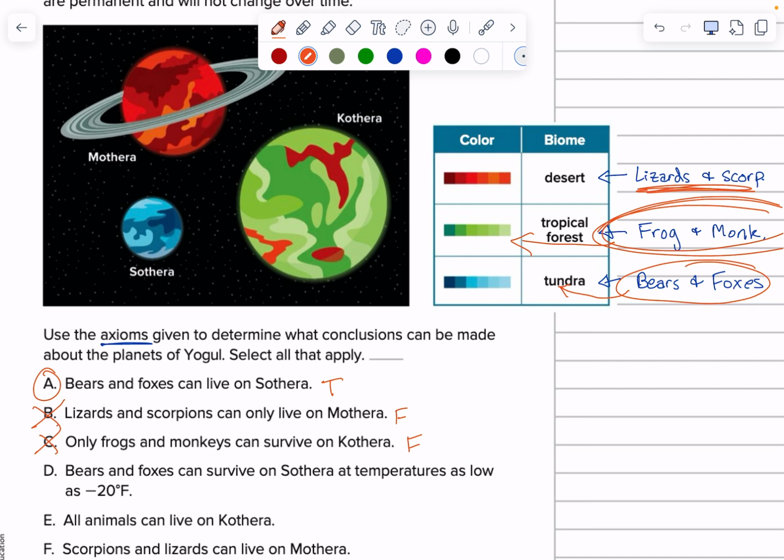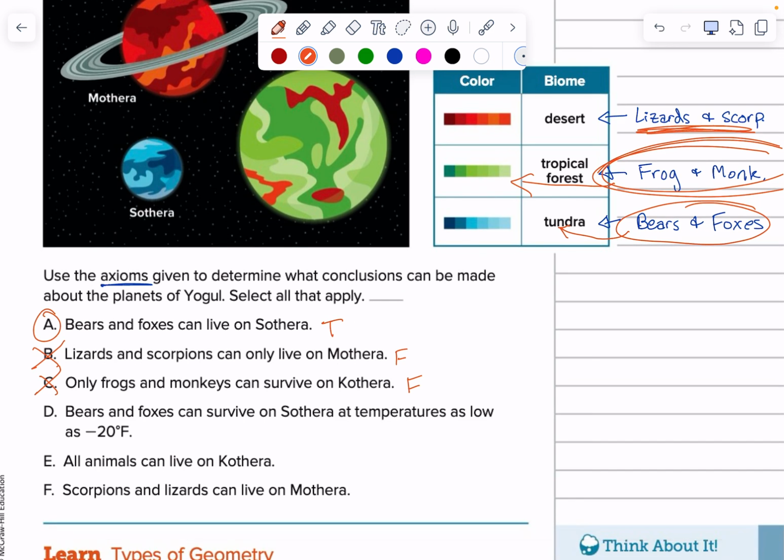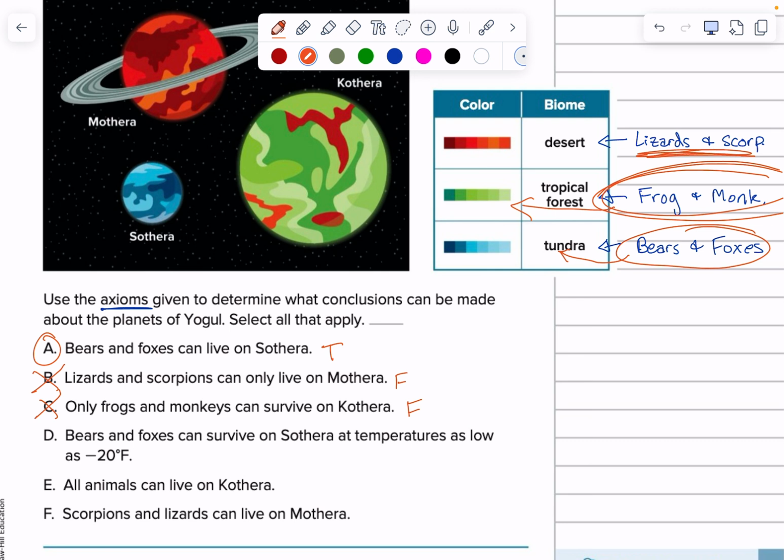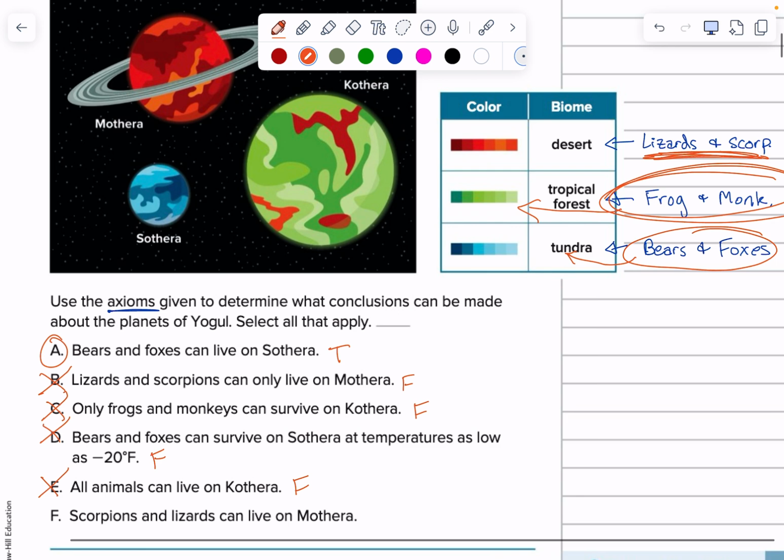Just be careful, okay? D, bears and foxes can survive on Kothra at temperatures as low as negative 20 degrees Fahrenheit. What the heck? Where was that at? They never said that, so we call it false. They're trying to insert information that we don't know, so we put false. Okay, E, all animals live on Kothra. False, because they don't have the tundra, so bears and foxes don't live there. And F, scorpions and lizards are the red, right? They live on Mothra. True. So the only ones that are true are A and F. Got it?